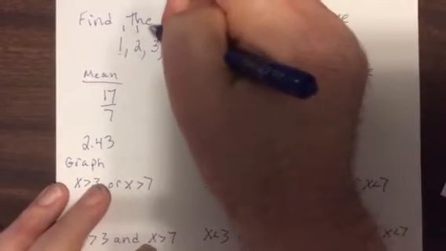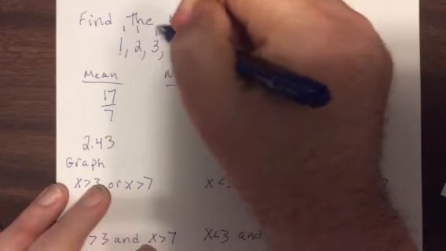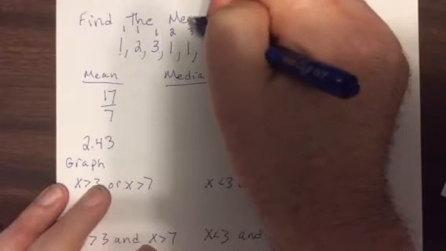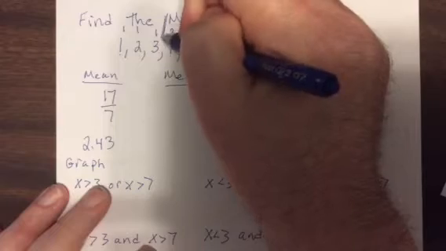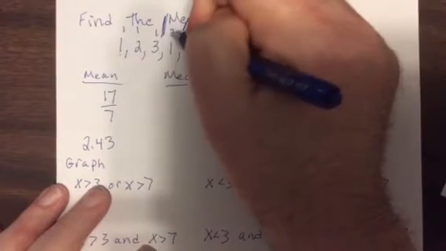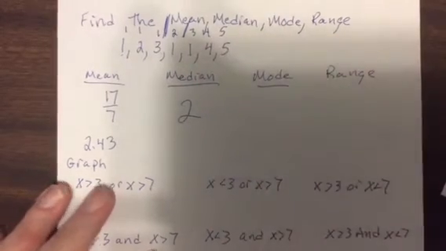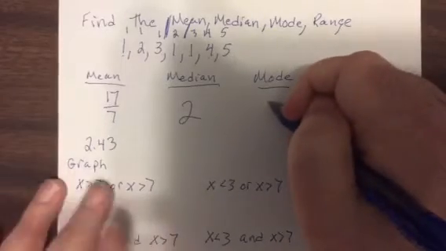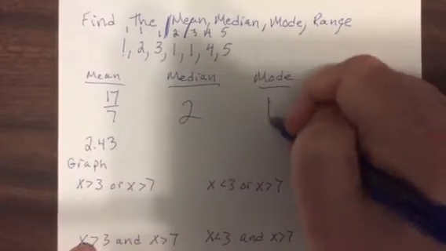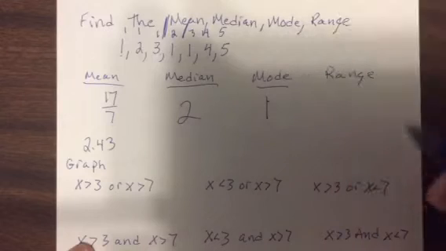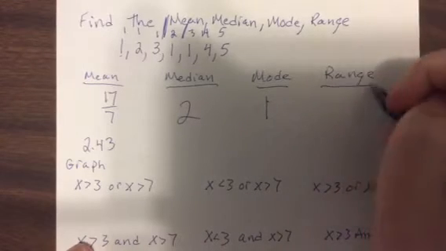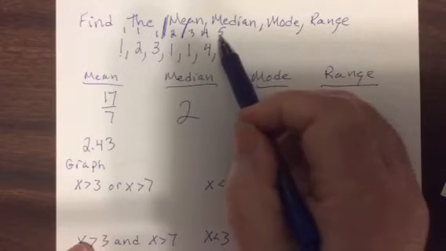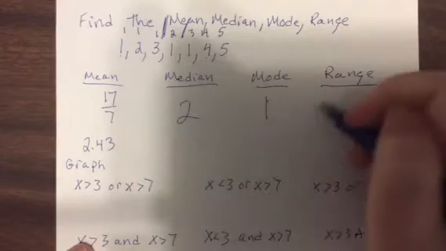Then it's the one that occurs in the middle. So there's 1, 2, 3, 4, 5, 6, 7. So 3 on this side, 3 on this side. So it's 2. The mode is the one that occurs the most. So it'd be 1 because it occurs 3 times, more than the others. And the range is the biggest, 5, minus the smallest, 1.